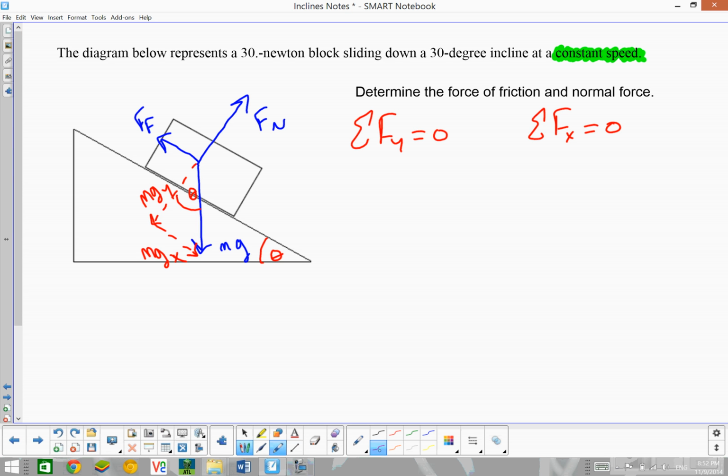Now let's go ahead and write down our final few knowns. Since they gave me the object as a force, I know it's my weight, 30 newtons. So I know mg is equal to 30 newtons. And I also know theta is equal to 30 degrees. That's all I know. I'm looking for my friction force, and I'm looking for my normal force.